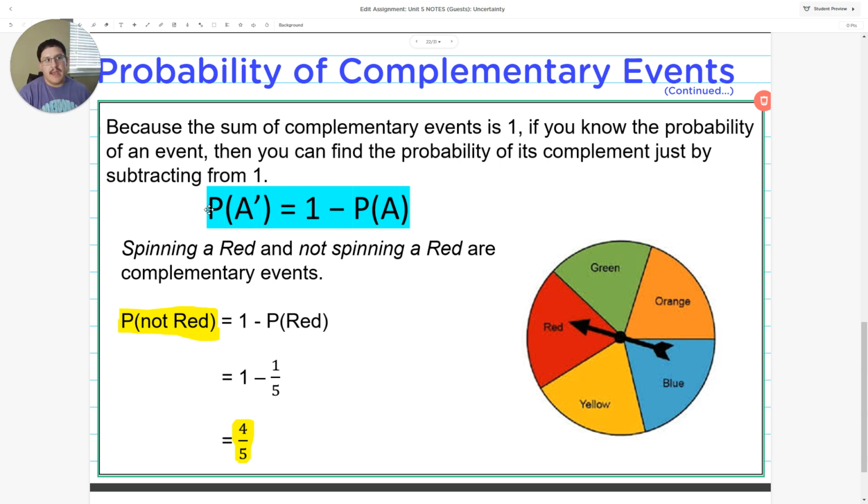Here's the formula. P of not A, this reads as not A, or A prime, equals 1 minus the probability of A. A, in this case, is spinning red. So, if I want to figure out the probability of not spinning red, I simply subtract the probability of spinning red from 1 and then get the fraction.